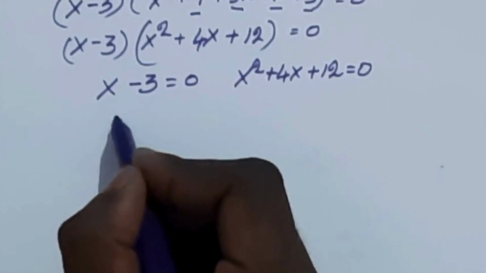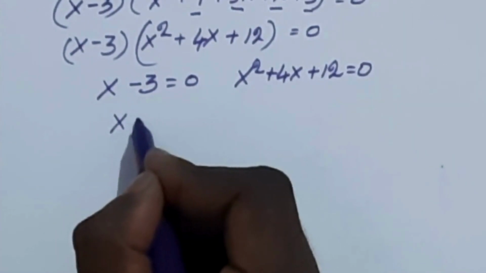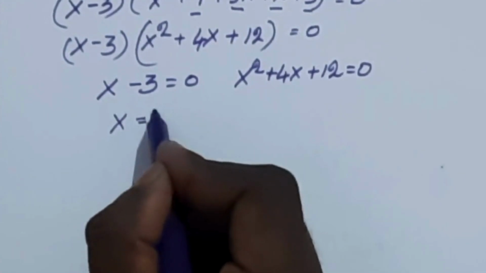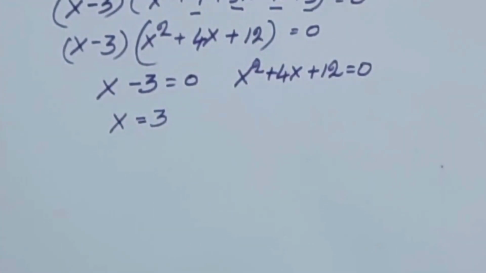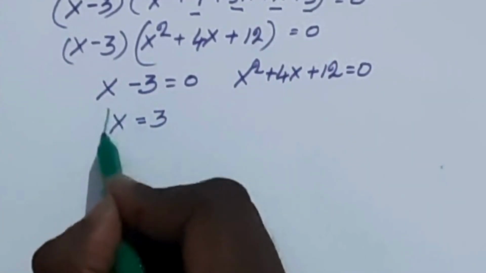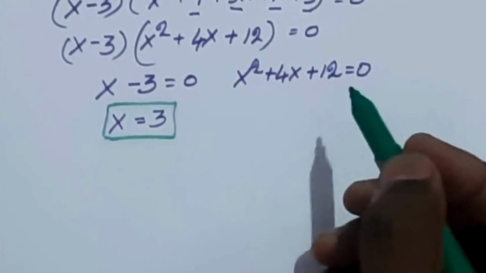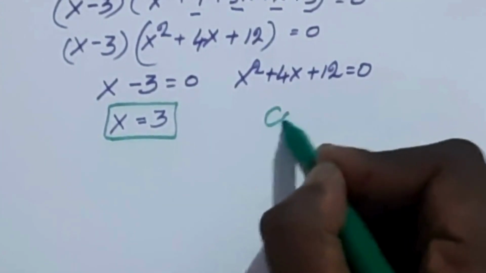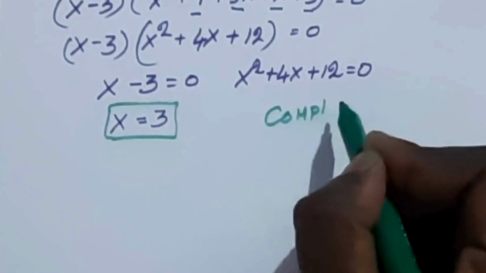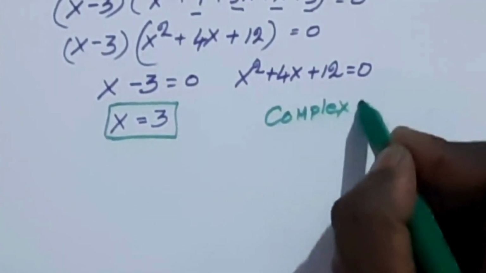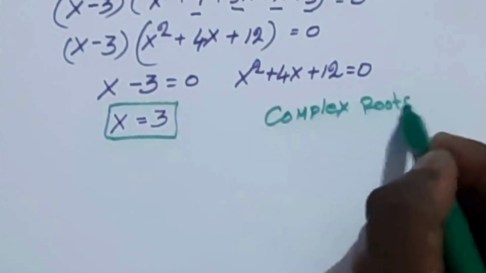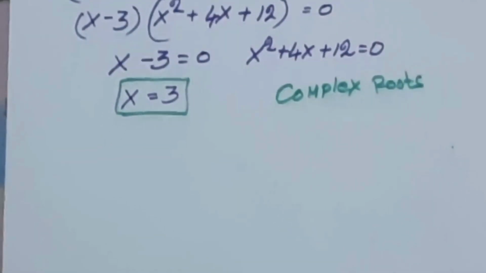Now x = 3. This is the one solution, we can see from this equation. Here this is the complex root, so we are rejecting this.